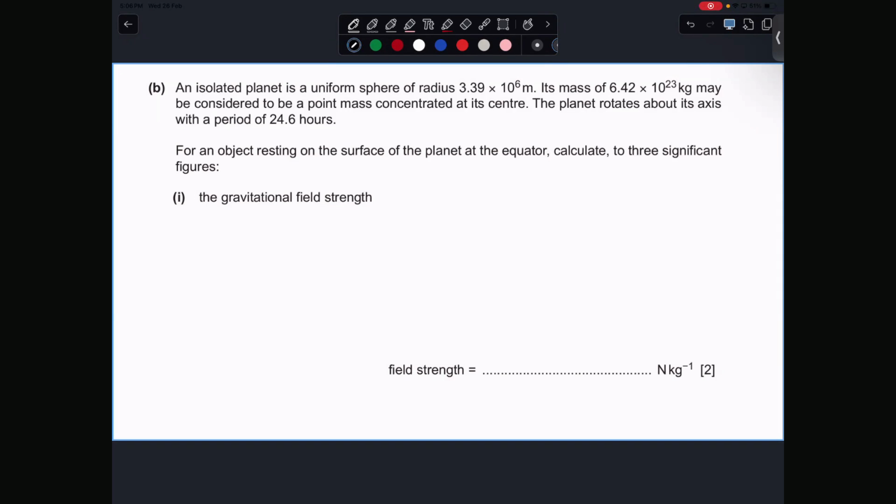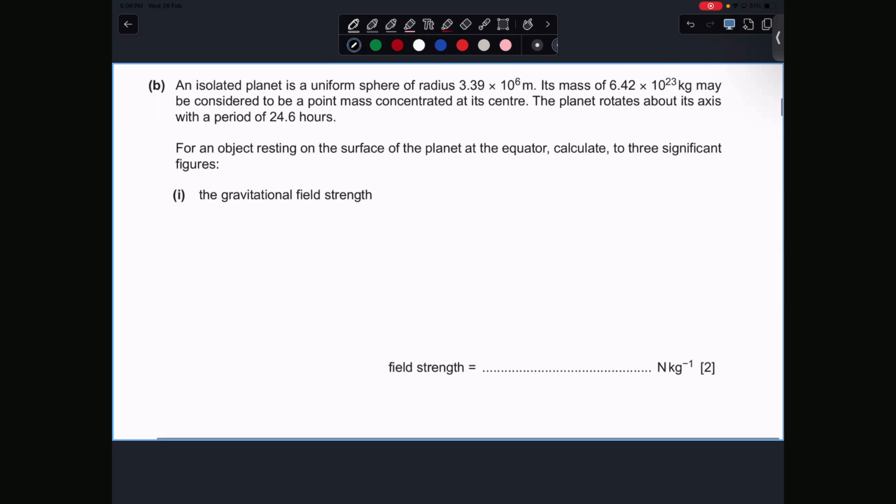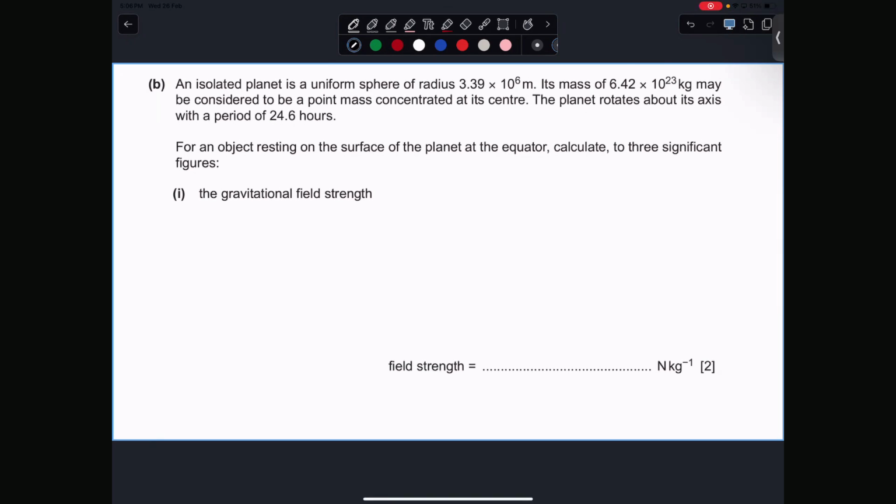All right, so next one is gravitational field strength হচ্ছে বের করতে হবে. So এখানে কি কি বলছে? We know radius, we know mass, so gravitational field strength হচ্ছে GM by r square, that's g, right? So g হচ্ছে 6.67 into 10 to the power minus 11, into mass is 6.42 into 10 to the power 23, divided by radius হচ্ছে 3.39 into 10 to the power 6, squared. Once you put them here, you'll get your value. How much is it?